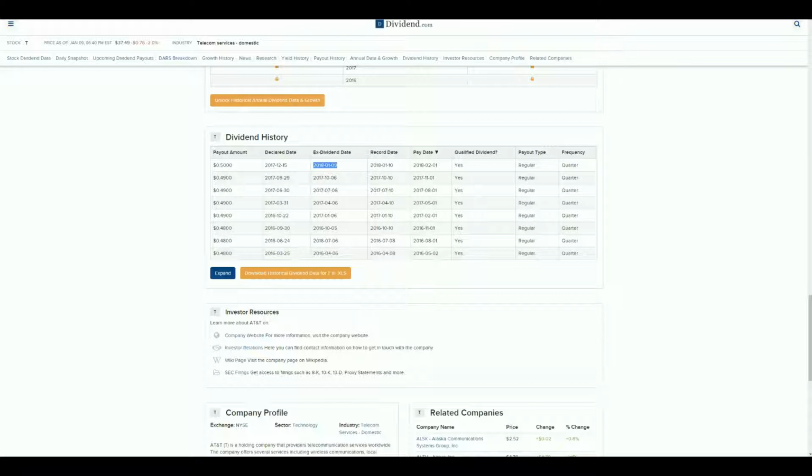On the ex-dividend date, the dividend payment itself is removed from the stock prior to pre-market hours. So then it is trading without the dividend on the ex-dividend date. And we can take a look. We're going to take a look at an example of this. So here, the ex-dividend date was the 9th.